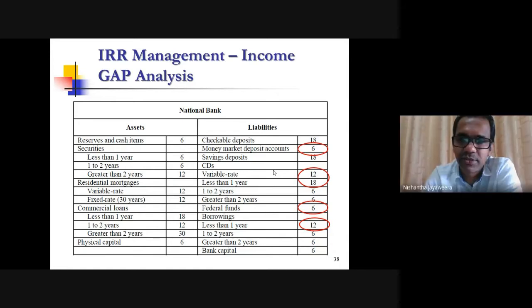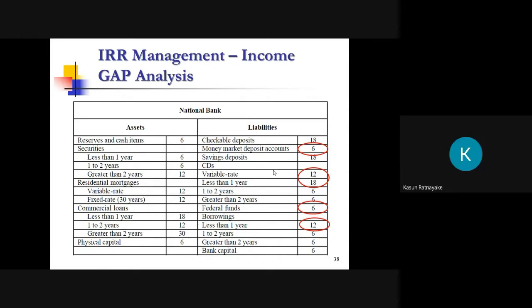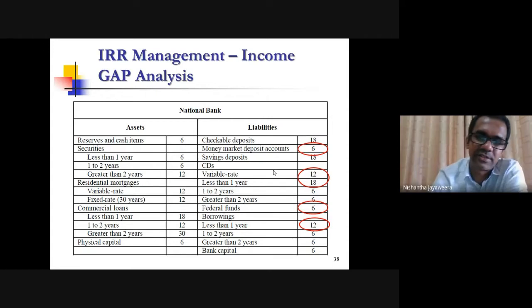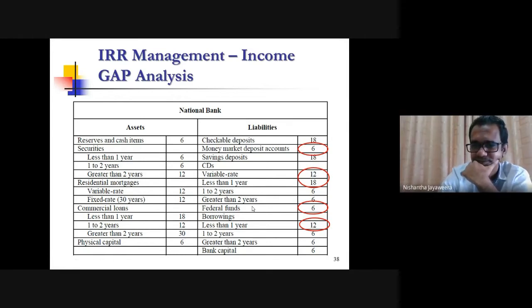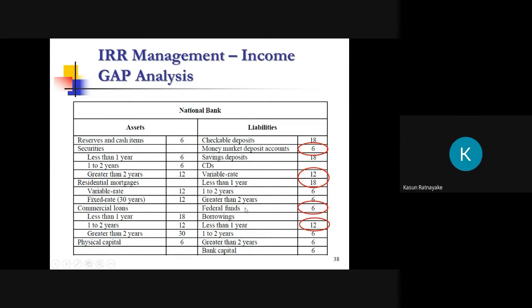Someone else also tried to ask a question, I think, or give a comment. What does federal funds mean? That is similar to, in Sri Lanka, CBSL funds, call money, SDF or call money, right? Yes.